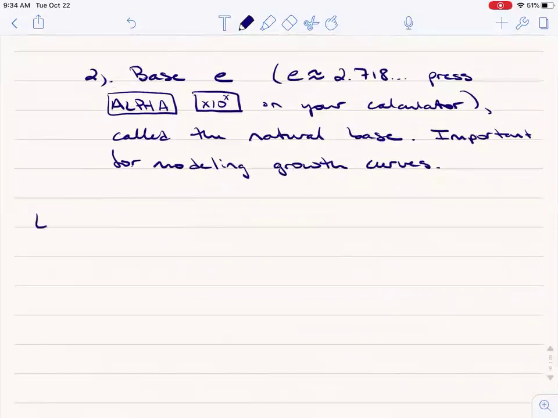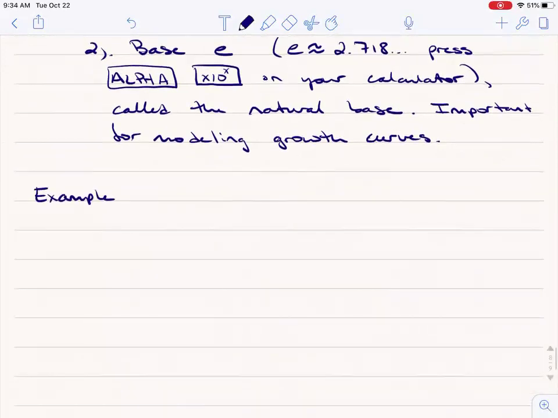Let's do an example. What? We haven't learned anything. I know, crazy, right? We've learned so much. That's the problem.